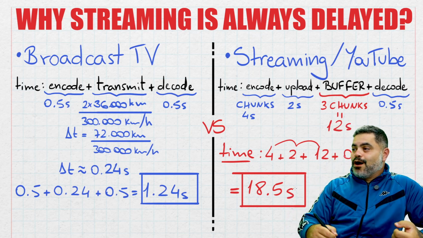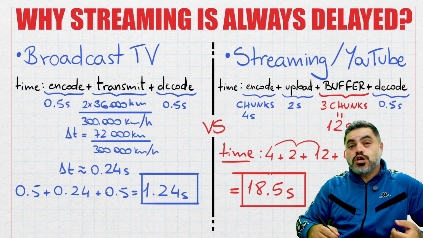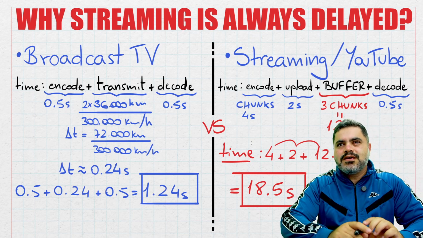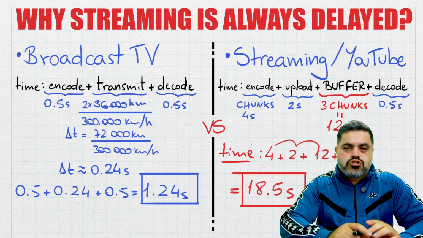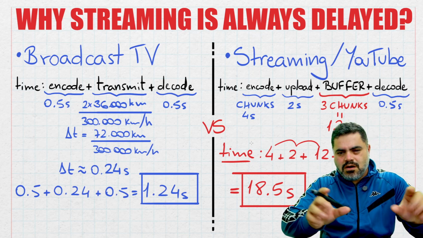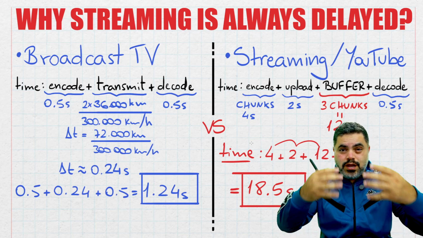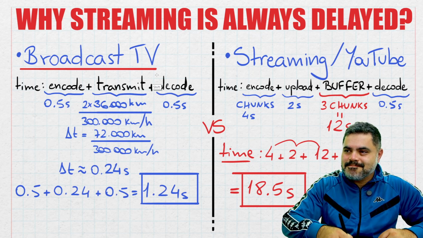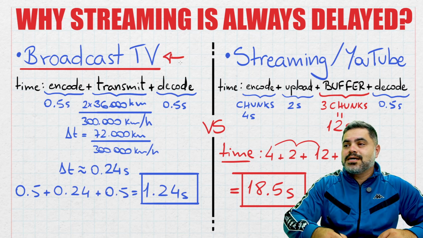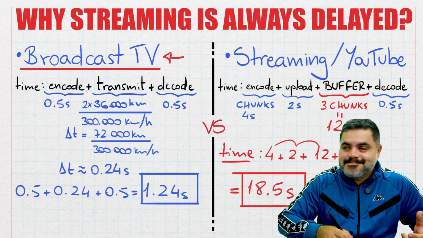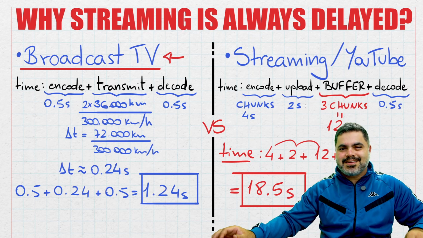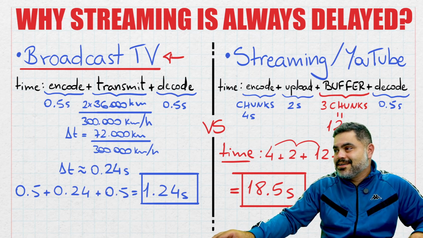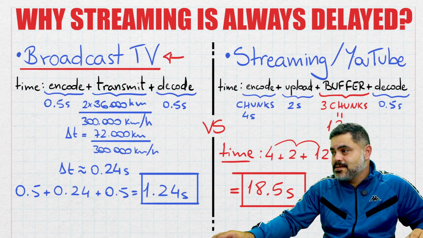So now you know it's always better if you have the chance to choose TV or YouTube. If you want to watch the real live event, you just have to choose broadcast TV. It's always better because it's very fast. Streaming is always a little bit later, and the signal takes a very long time to be decoded for you to watch the live event.